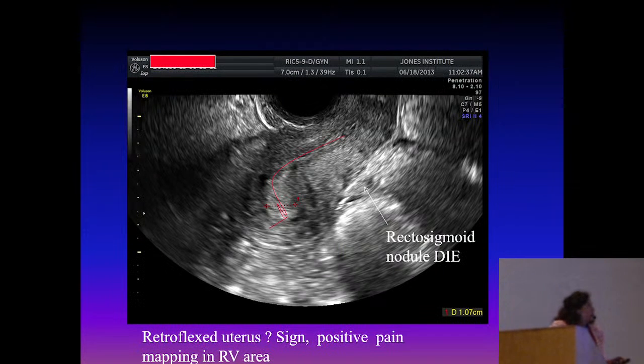This is called like a question mark sign when the uterus is retroflexed, and you could see this rectosigmoid nodule. So you can diagnose endometriosis lesions in the rectosigmoid area, and it's good to know before you go in, because sometimes the nodules are hidden when you go in for a laparoscopy. It may not be obvious, but if you know to look for them ahead of time, you can do a better job in resection, especially if the patient's having pain.